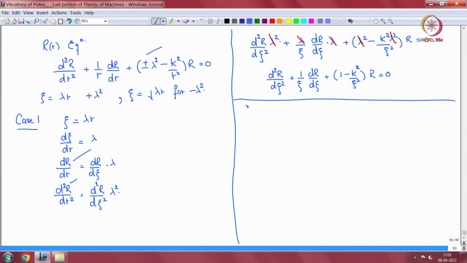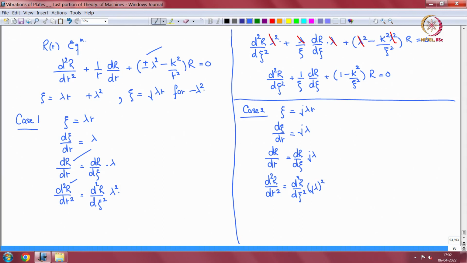Okay. Case 2. Case 2 is ξ equal to jλr, which means dξ/dr is equal to jλ. Then dR/dr is dR/dξ into jλ, and d²R/dr² is d²R/dξ² into (jλ) whole squared.